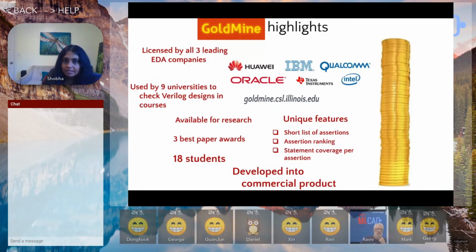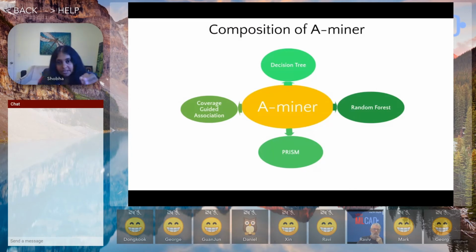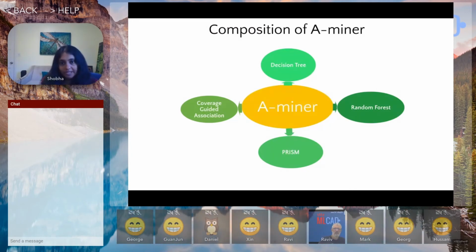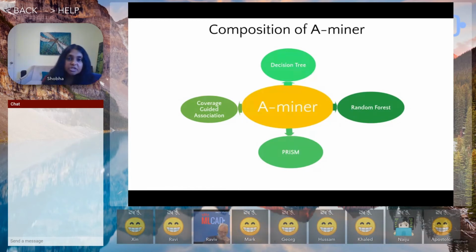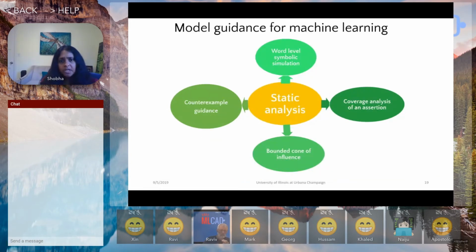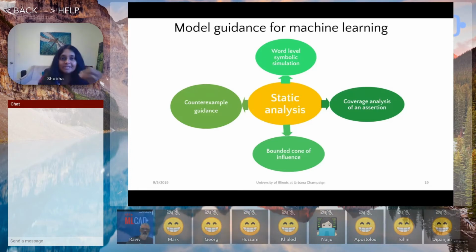So Goldmine had its successes, but the point that's relevant to this topic is that there are multiple simple algorithms that we used in the beginning to kind of give the flavor of generating assertions from simulation data. And these are very vanilla non-deep learning ML algorithms. And in many of these cases, we actually generated our own algorithms as well, like the coverage guided association. And the static analysis part of it, there was much more innovation in terms of how to provide that static analysis.